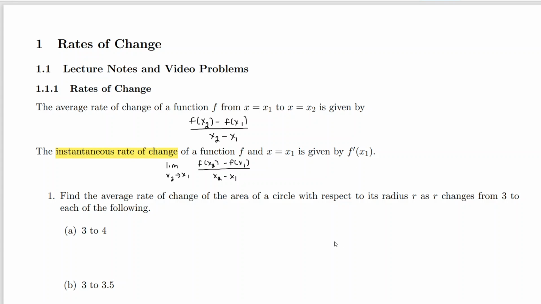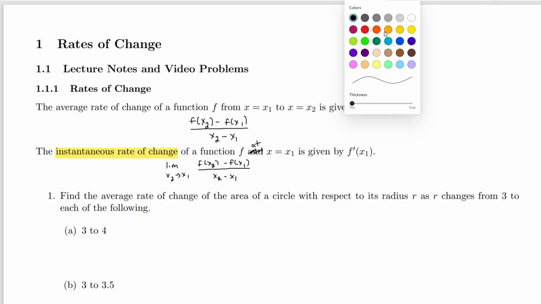So the instantaneous rate of change of a function f, now that's supposed to say at, not and, at x equals x1, is given by f prime of x1, right? Just the derivative. But if you ever see the word instantaneous rate of change, it's talking about the derivative.